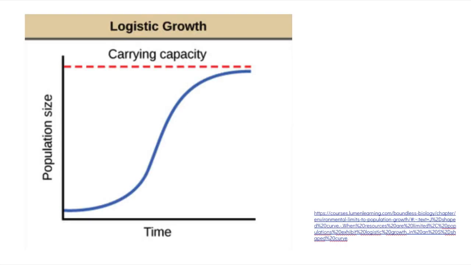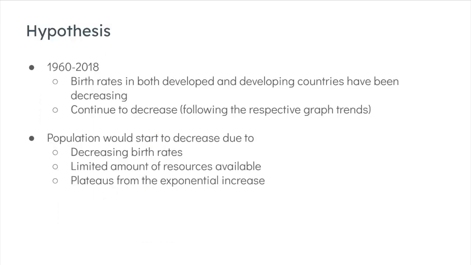We hypothesized that the population growth will result in an S-shaped curve or logistic growth trend in the long run, as the country becomes more developed and the finite resources available in the country depletes. The logistic function means that the rate of growth will be exponential at first, but slows down to a plateau. From 1960 to 2018, the birth rates in both developed and developing countries have been decreasing, and it is assumed that it will continue to decrease following the respective graph trends. With the decreasing birth rates and limited amount of resources available in these countries, the population will start to decrease. It is hypothesized that the population growth will result in an S-shaped curve or a logistic growth trend.